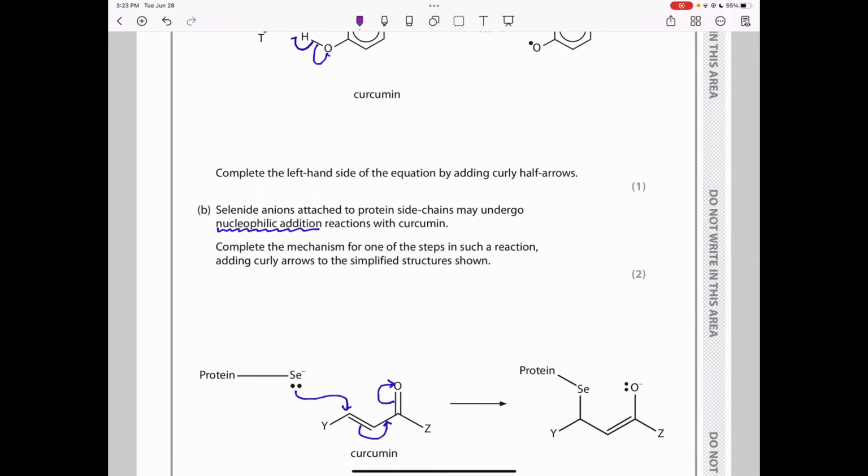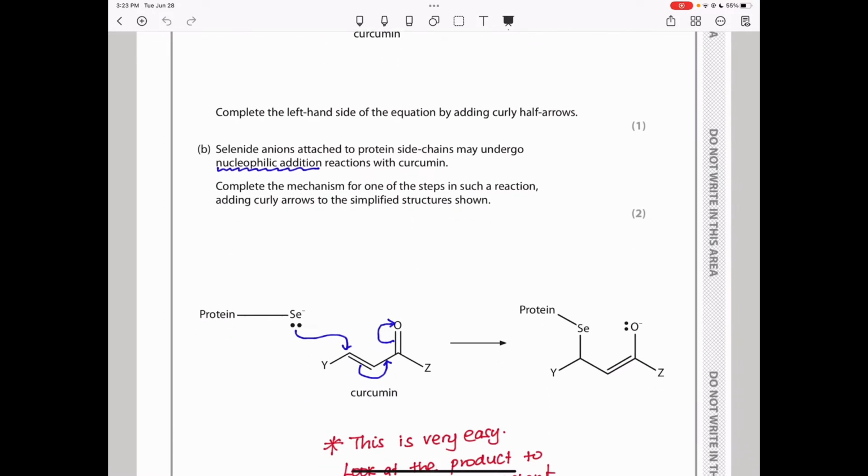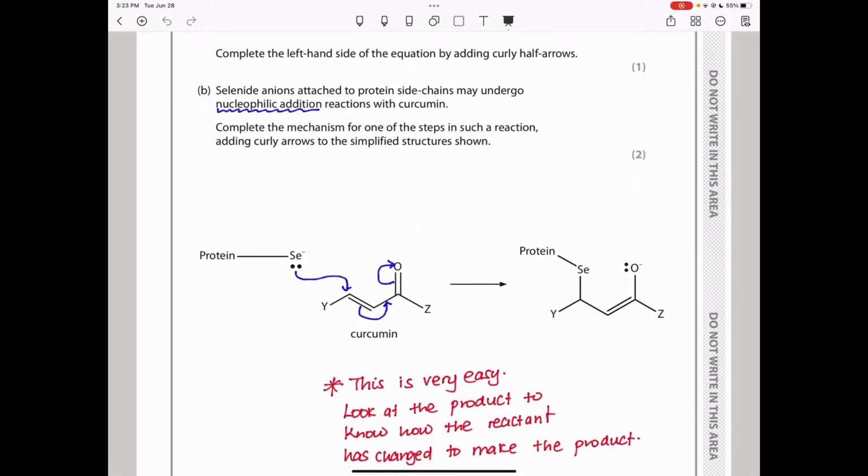I'll continue down here. The selenide anions attached to protein side chains may undergo nucleophilic addition reactions with curcumin. Complete the mechanism for one of the steps in such a reaction, adding curly arrows to the simplified structures shown. Again, here what we have to do is look at the product side to be able to decode what happened on the right hand side. Here we can see this structure was alone. There is a protein and it has selenide. However, the selenide has a lone pair. How this selenide with its protein gets attached onto this carbon, it means this lone pair formed a dative covalent bond to that carbon in order to form that bond.